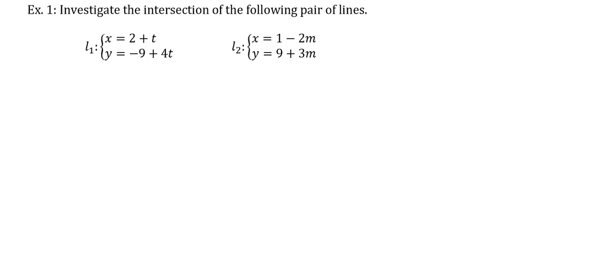Two lines, L1 and L2. When will they cross? John? When they equal each other. When the x from L1 equals the x from L2 and the y from L1 equals the y from L2. So these are going to equal each other when x equals x and when y equals y.